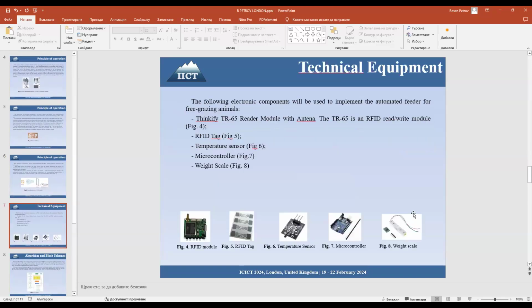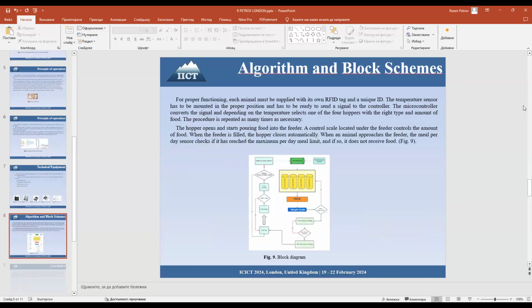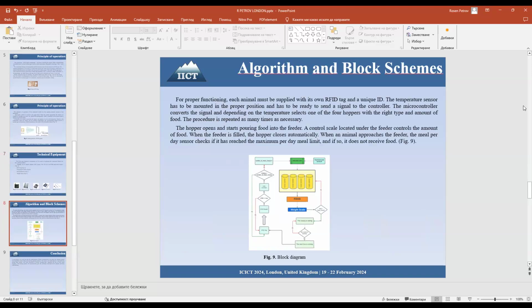The following main components are part of this system. They're the RFID module, a temperature sensor, microcontroller, and weight scale. And of course, the reader model with antenna, which is the most important part of the whole system. For proper functioning, each animal must be supplied with its own RFID tag and a unique identification number. The temperature sensor has to be mounted in the proper position and it has to be ready to send a signal to the controller. The microcontroller converts the signal and depending on the temperature selects one of the 4 hoppers with the right type and amount of food. The procedure is repeated as many times as necessary.